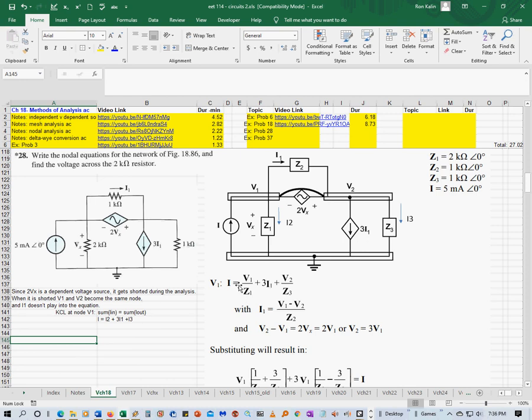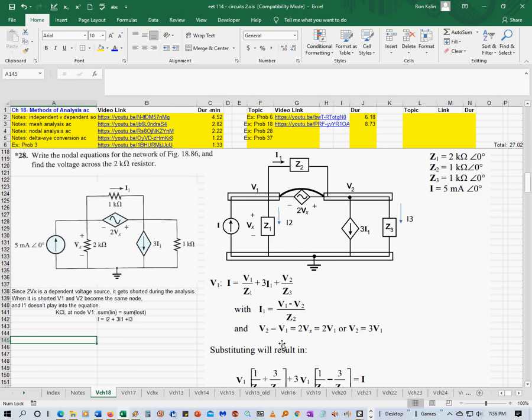Then they elaborated on this equation. I2 is V1 divided by Z1, and I3 is V2 divided by Z3. Now, they defined I1, taking the short back out. I1 is defined as V1 minus V2 divided by Z2, like you would normally do it.